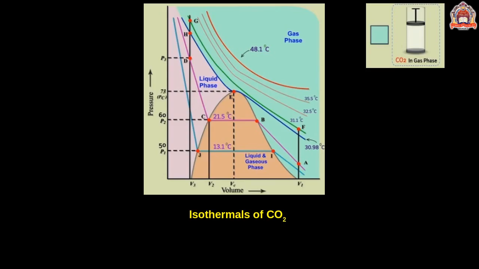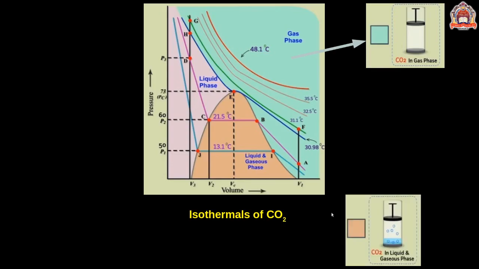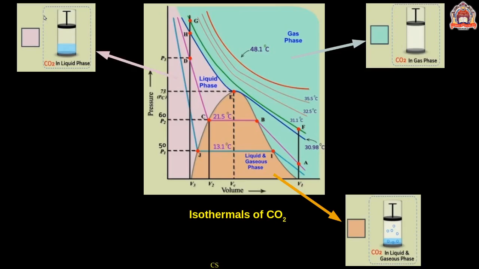here this area is referred to as the gas phase. Here is the carbon dioxide in gas phase, while this dotted area, or what we see as the shaded area, is the carbon dioxide in liquid and gaseous phase, while this pink area is the liquid phase, carbon dioxide in liquid phase.